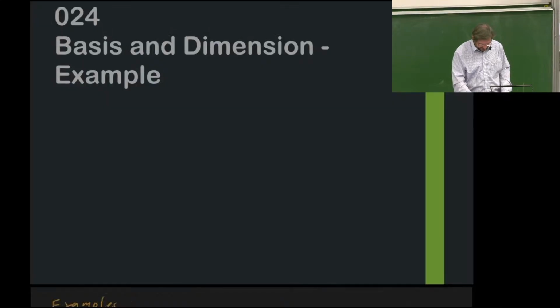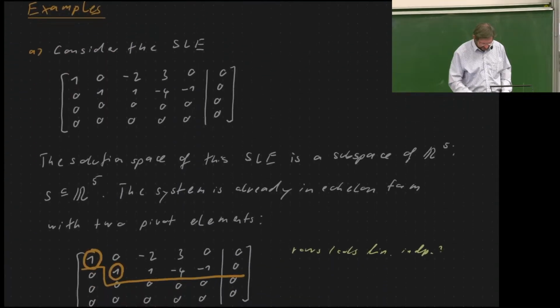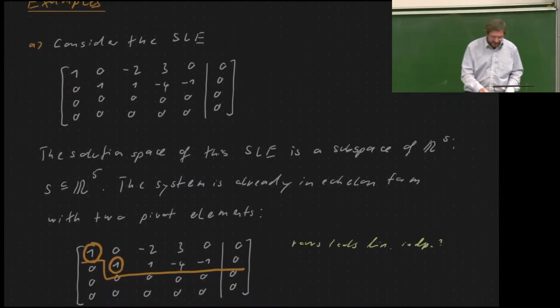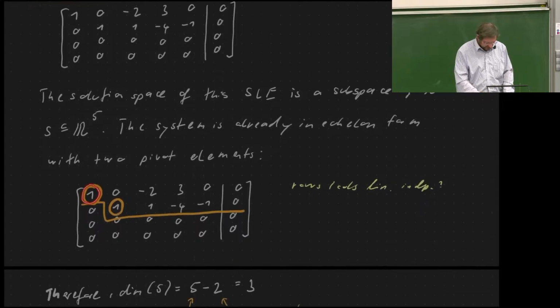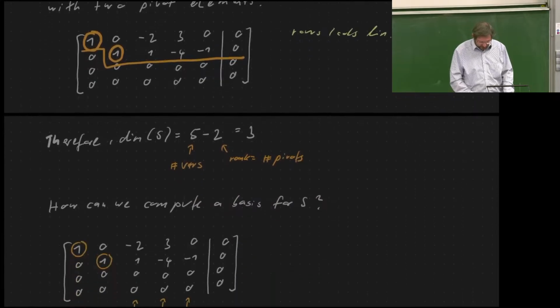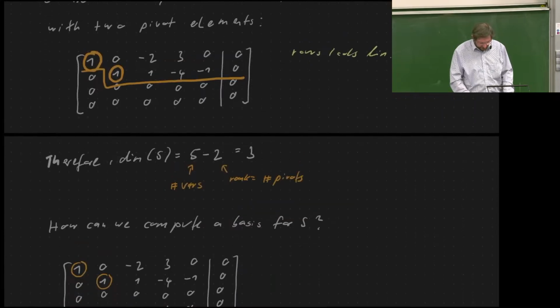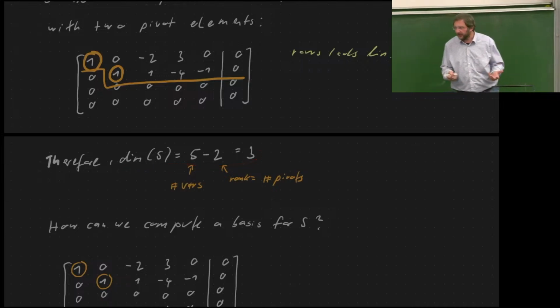All right, let's look at the examples where this should hopefully become clear. So here is a system of linear equations, similar to the one that I've just shown you. In this case, we only have 2 pivot elements. We have 5 columns altogether, so that means there's 3 columns that don't have a pivot element. So the rank is 2. And that means the dimension of our solution space should be 3. Number of non-pivot columns, number of free variables.